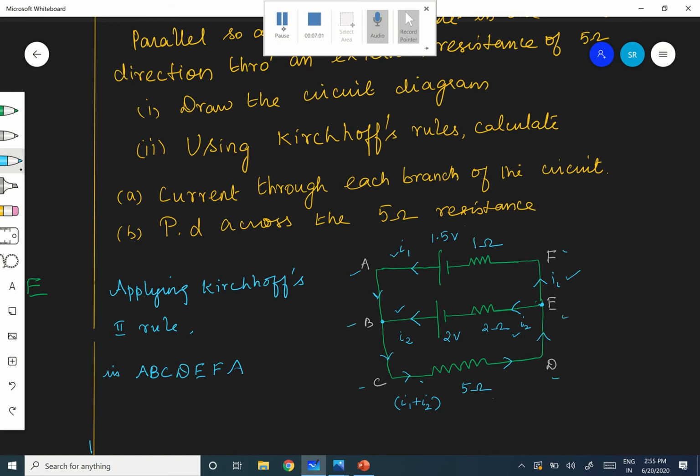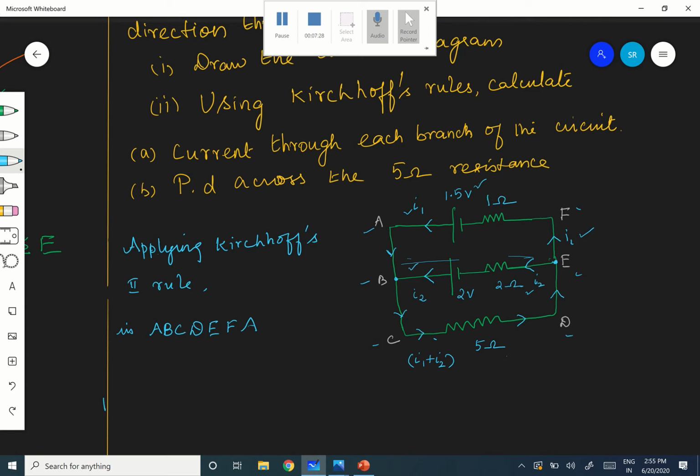Here, branch B is not included. Only A, B, C, D, E, F, A. Which means only the 1.5 volt cell is included in the circuit now. We are not considering this portion. Now you tell me, apply your second rule.